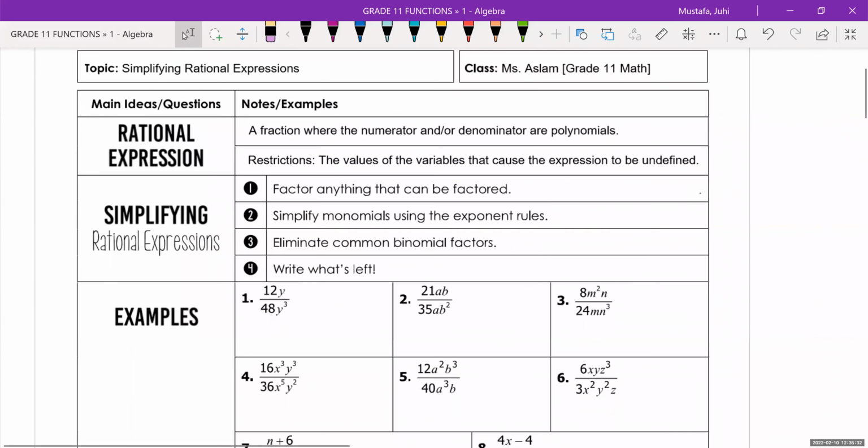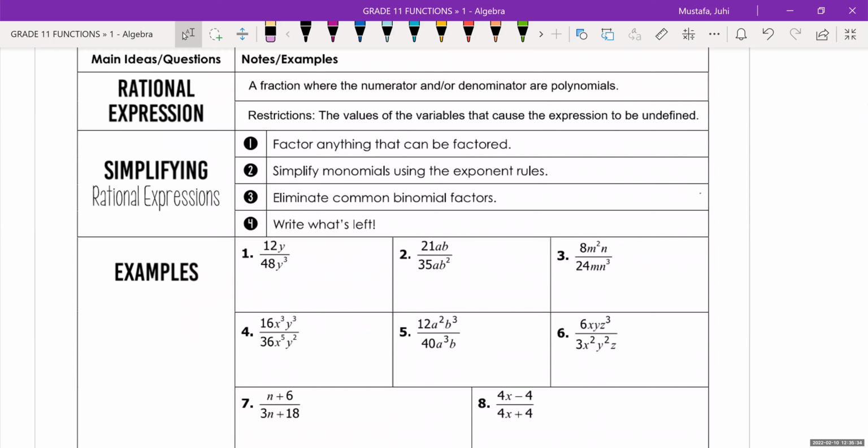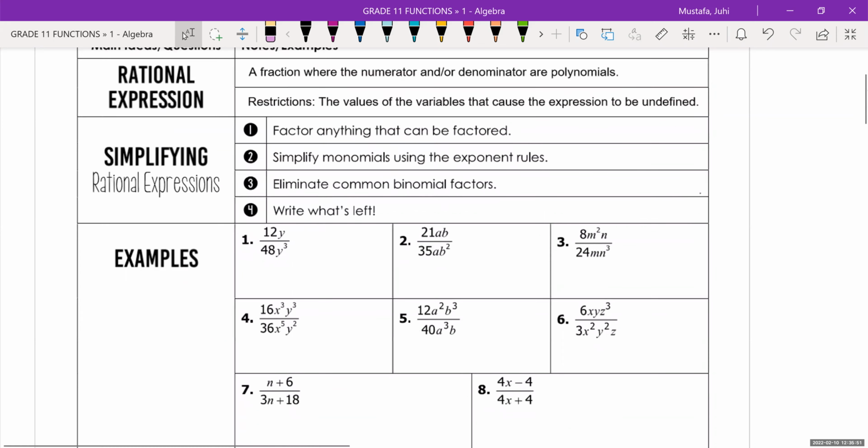Rule number 3, eliminate common binomial factors. I'll explain what that means. And then rule number 4, write what's left. Now you're going to notice on these sheets, there are a lot of questions. It's a little bit of overkill. So I'm just going to select a couple to do. We're probably not going to do all 24 because like I said, it's just going to get a little too boring. Let's start with question number 1.